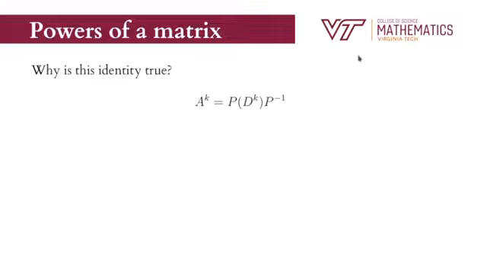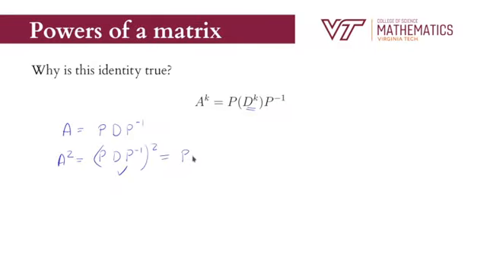All right. Why is this identity true? That if I raise a matrix to the k power, I only have to raise the middle matrix to the k power. And I don't have to raise the P and the P inverse to the k power. We have diagonalized, and we know this is true. So if we do A squared, that should be the whole thing squared. And it is, this is correct.